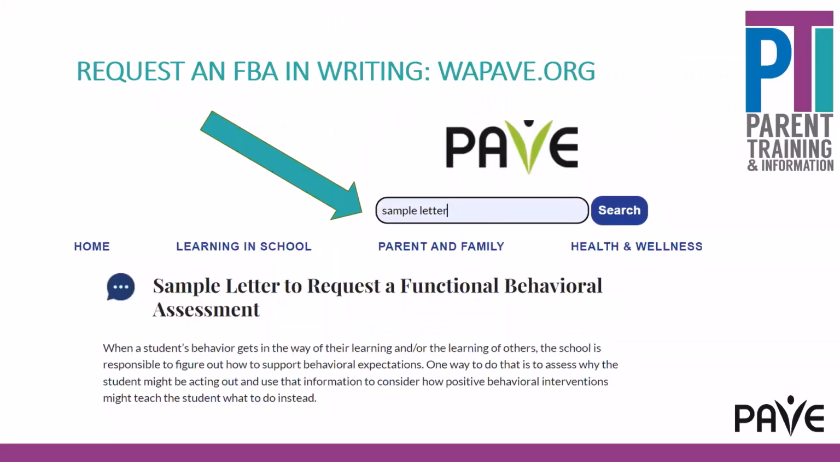Sometimes an FBA is begun because a student is consistently removed from class or school because of their behavior. Sometimes the school or an IEP team recommends an FBA. An FBA can also begin because a parent requests one. If you are a parent who wants your child evaluated using an FBA, put your request in writing.